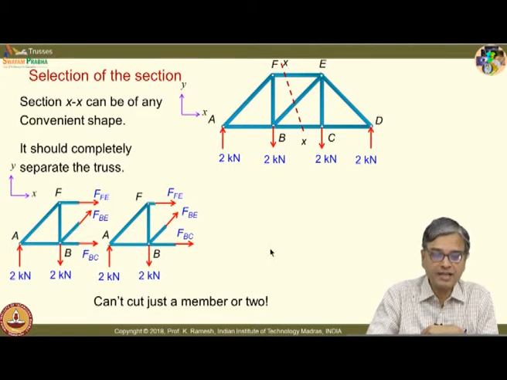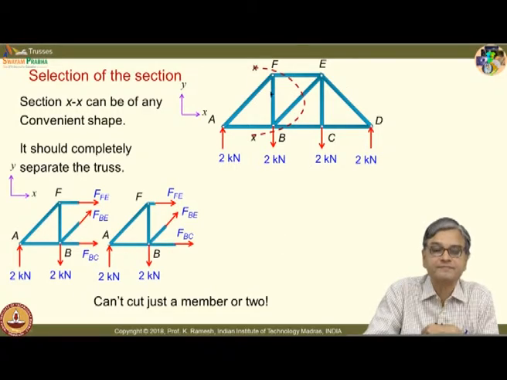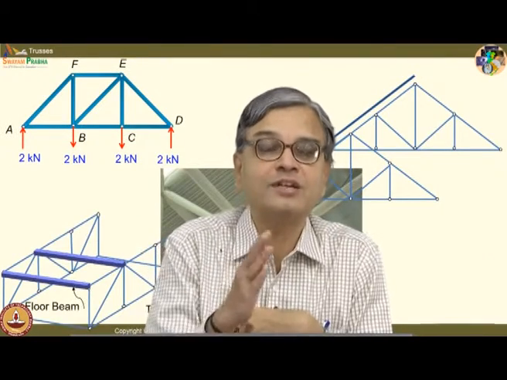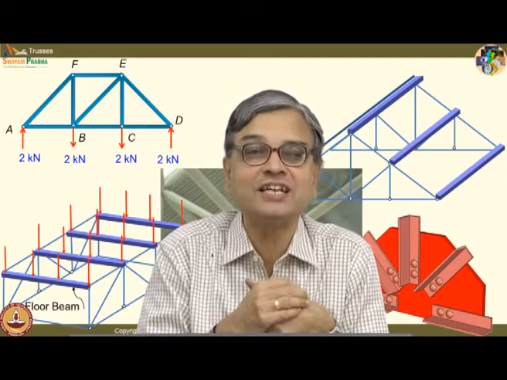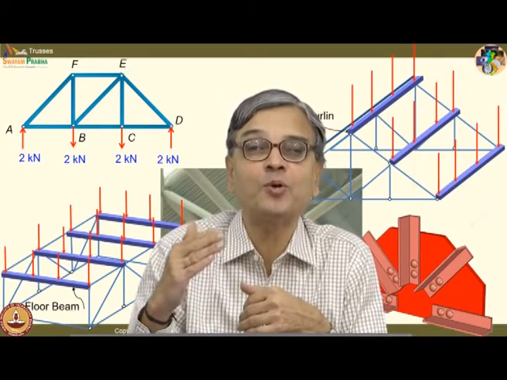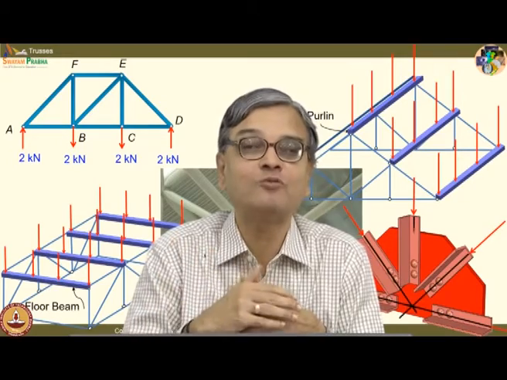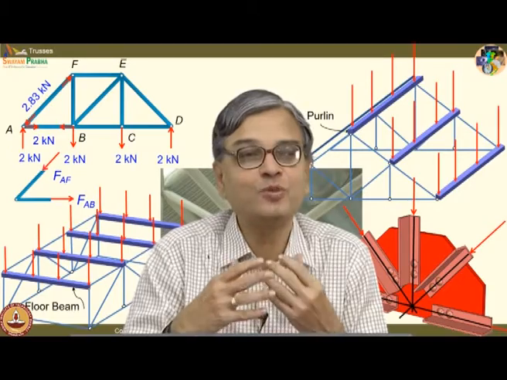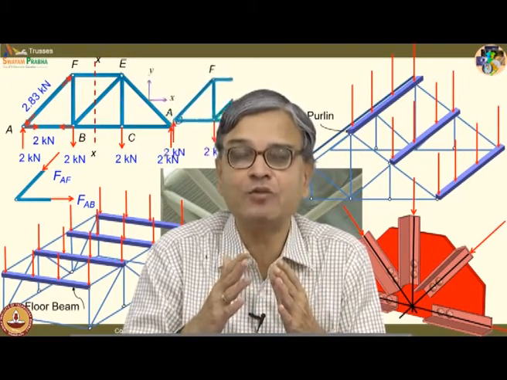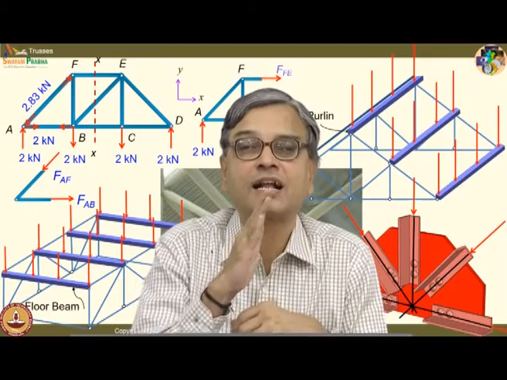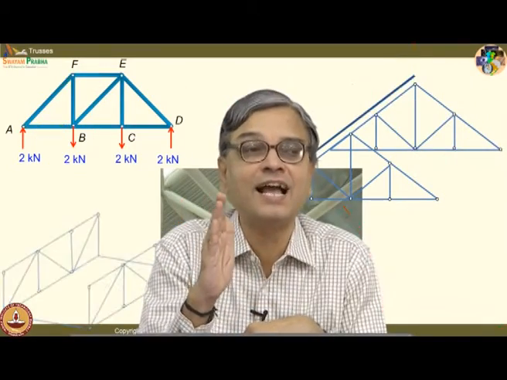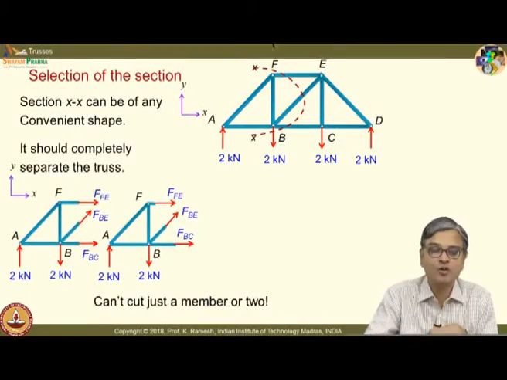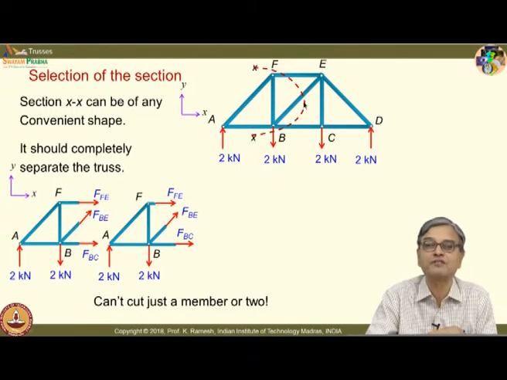And I can also take a generic curve, because soon we are going to see one more problem where the challenge is how to take an appropriate section. In fact, that would require a curved line. So, you have to visualize, when I take a section, the only restriction is I should completely cut the truss and isolate. I cannot go and cut the member FE and BE alone and say that I have done the method of section. No, you have to separate it into two.